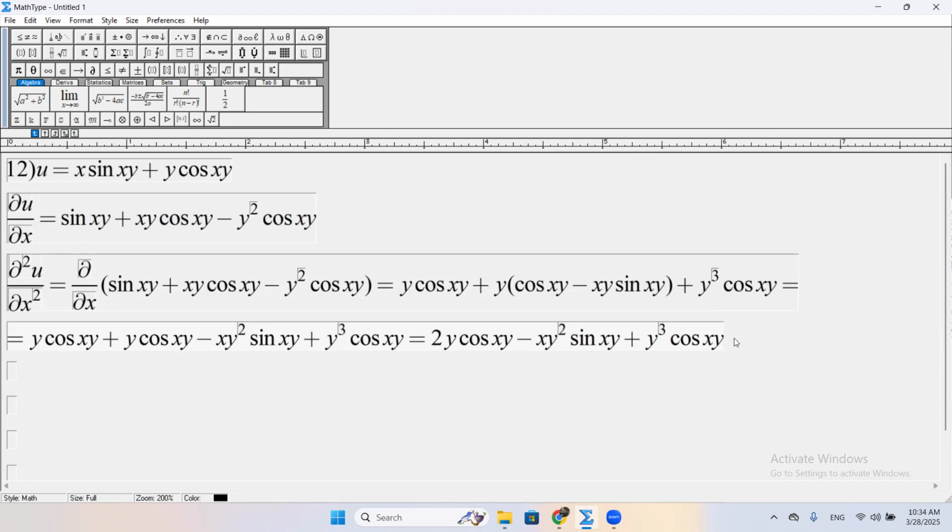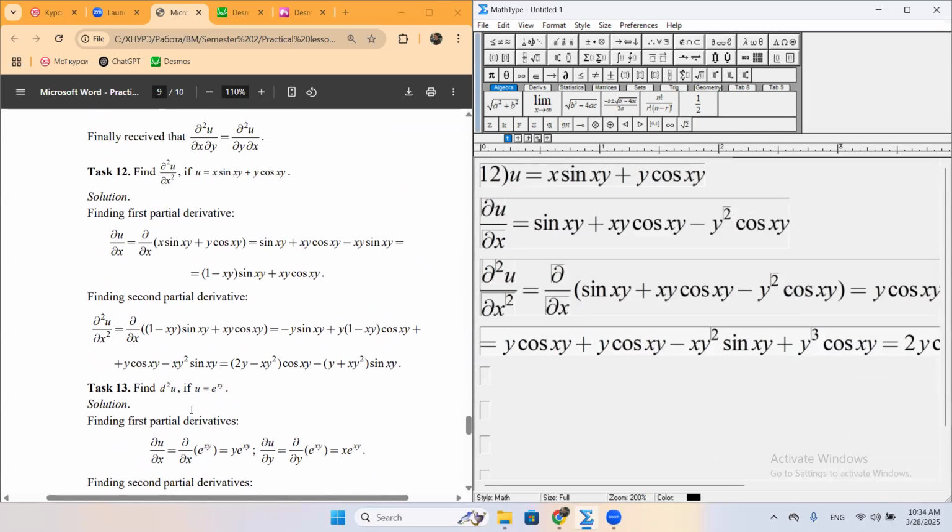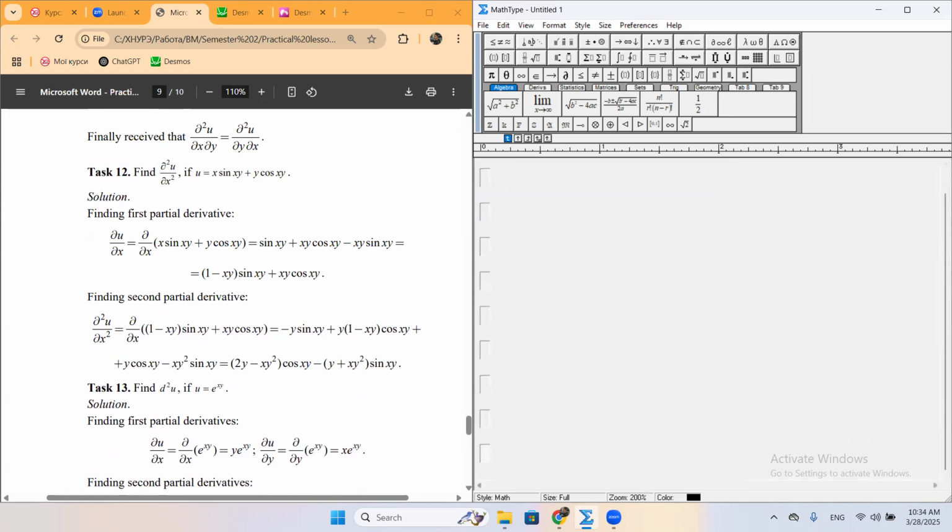Any questions about this exercise? No. Okay, if no questions, let's find the second differential of the function. So task number 13, total differential of the second order. U equals e to the power of xy.